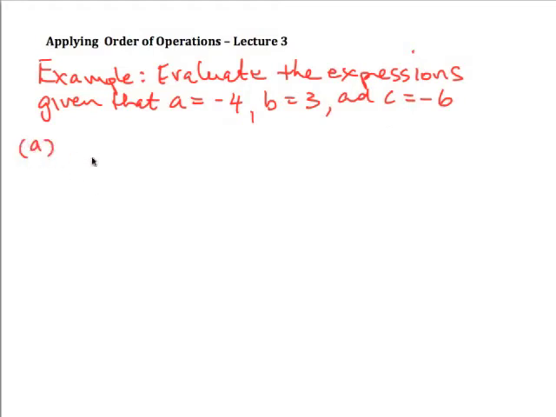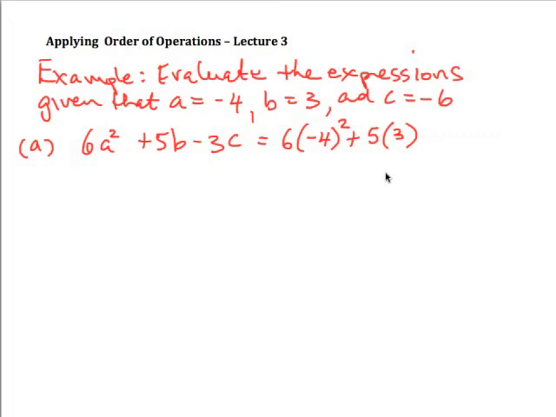Right, the first one. Let's suppose I have 6a squared plus 5b minus 3c. So this means wherever we have a's, we put -4, wherever we have a b, we put 3, and wherever we have a c, we put -6. So this will be 6 by a squared, so I'll need a parenthesis here to say that we're squaring -4, plus 5 times b, which we're replacing with 3. Alright, and don't hesitate to use parentheses, it keeps the math so much clearer.